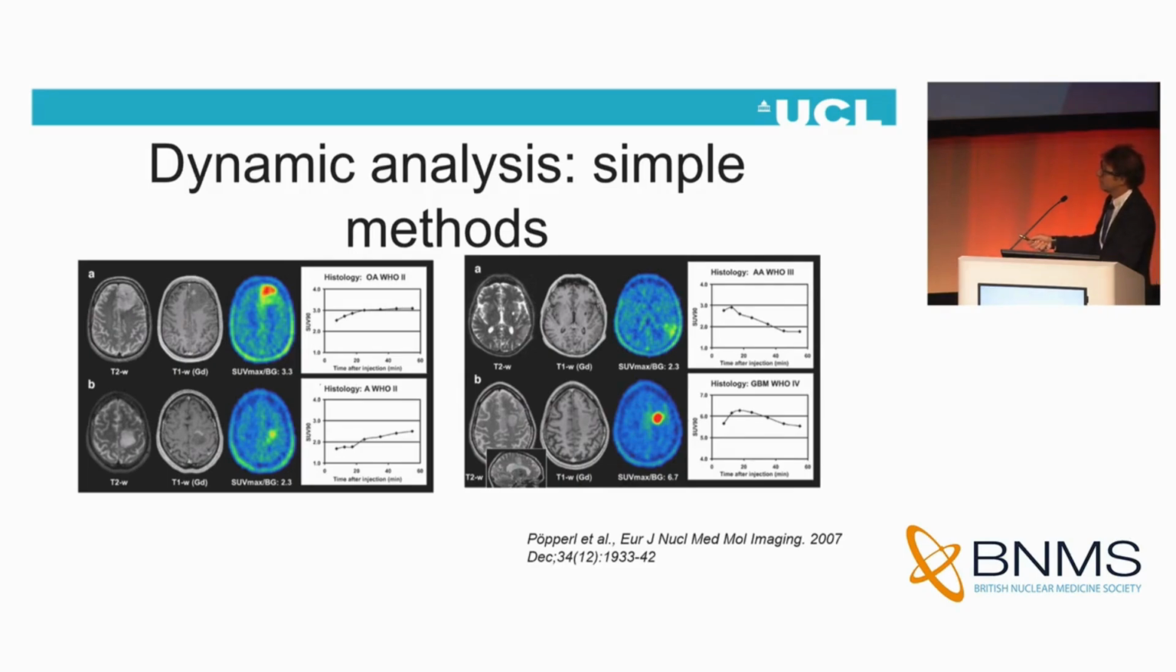If you see the behavior of the curve is like a plateau or a continuous wash-in with no washout, this is definitely indicative of a low-grade tumor. Whereas if there is a peak of the curve and a rapid washout, this is most likely consistent with high-grade tumor or recurrent disease.